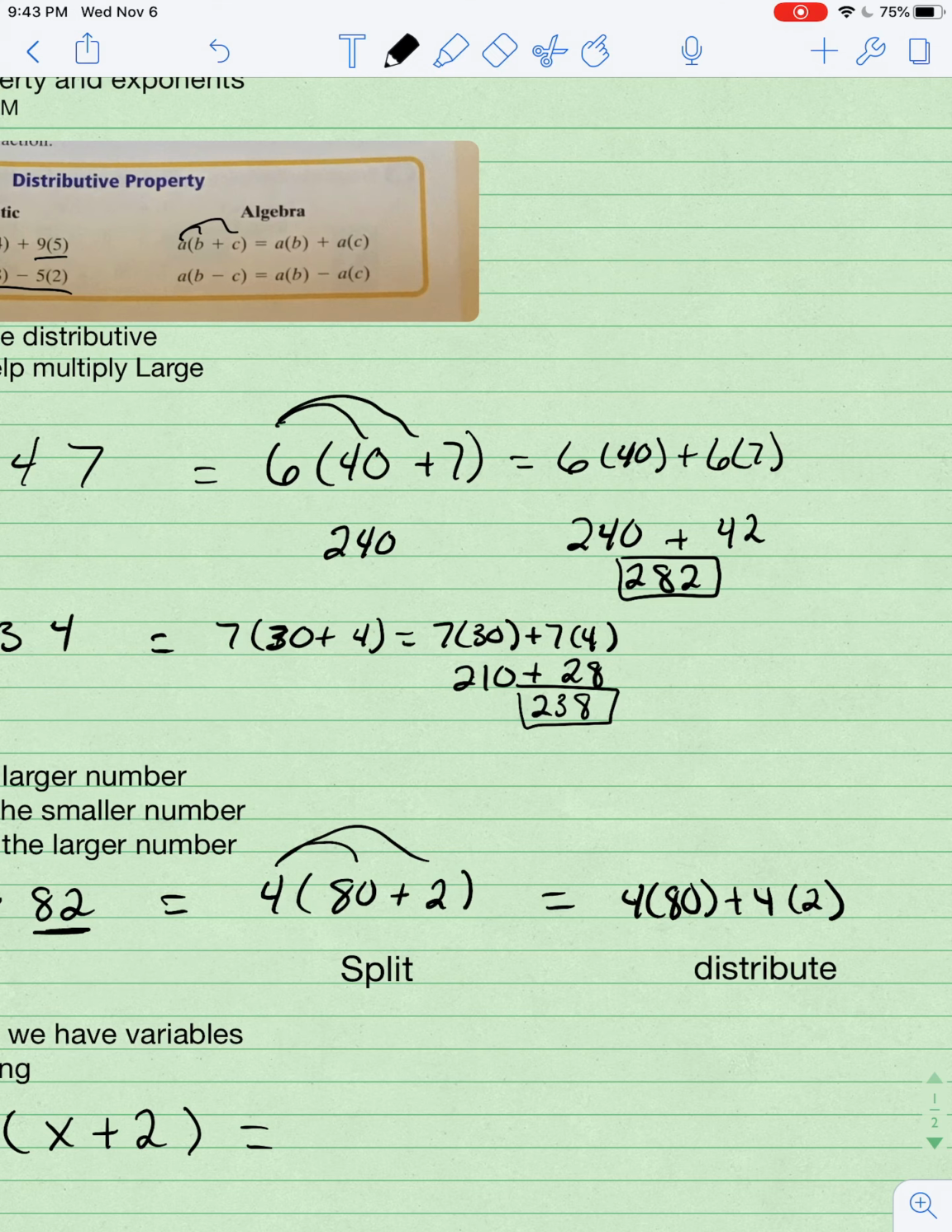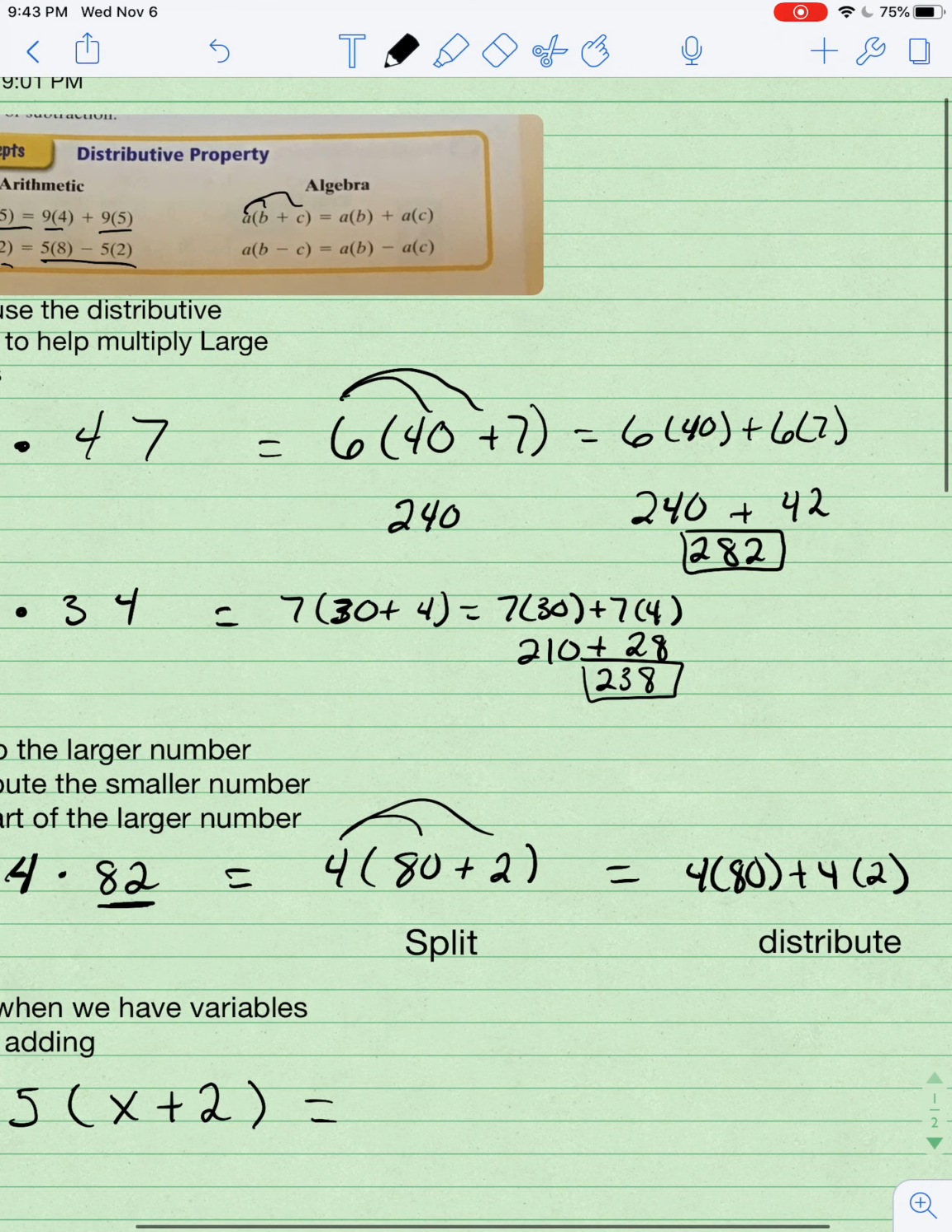So we split the large number up, and then we distribute the 4 to both of those terms. When we distribute, that means we're multiplying both terms by that value. In this case, it was 4.